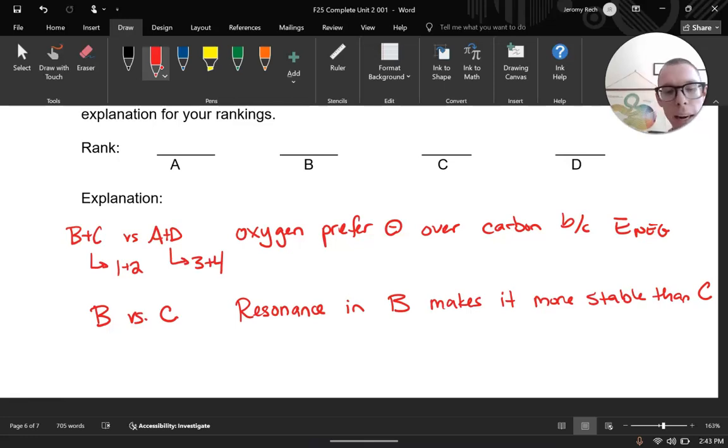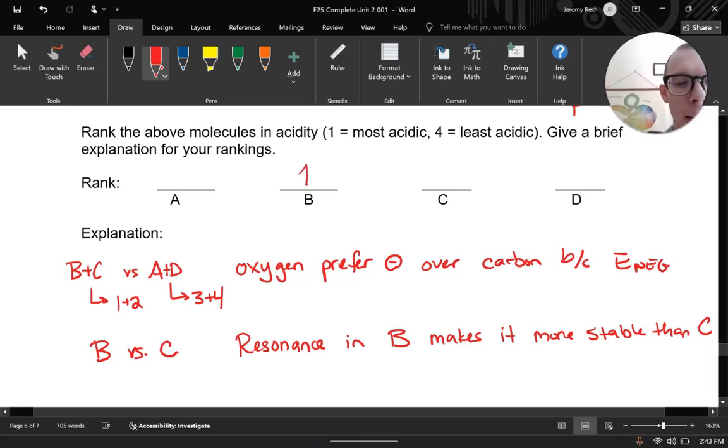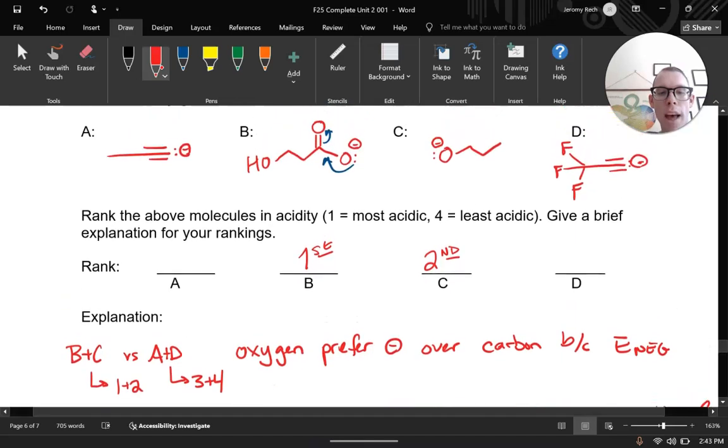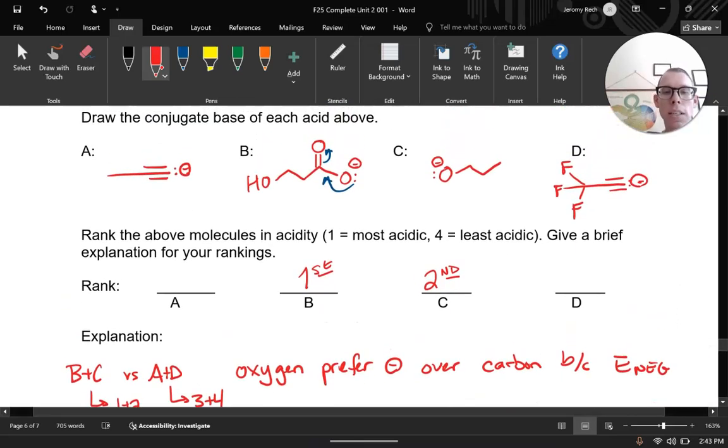So at this point, I can pretty confidently say that B is going to be ranked first for most acidic, and then C is going to be second. And the difference between those two is the fact that B is able to do resonance where C cannot. You could also argue that this OH is electronegative, so it does have some inductive effect as well. So B has some inductive effect and resonance where C has nothing. That's a little bit over the top, but it does help stabilize it even more.